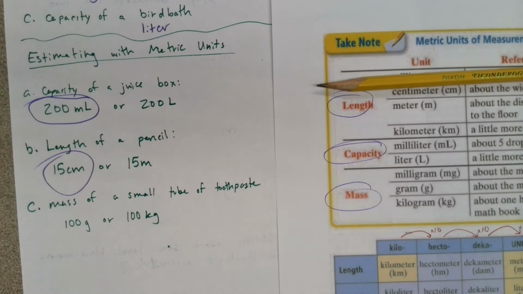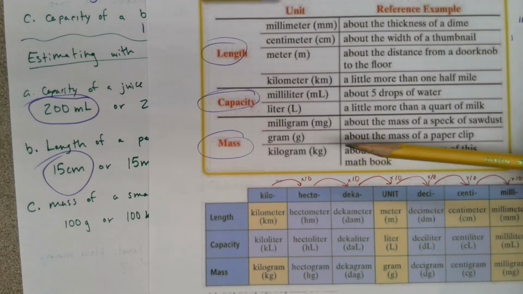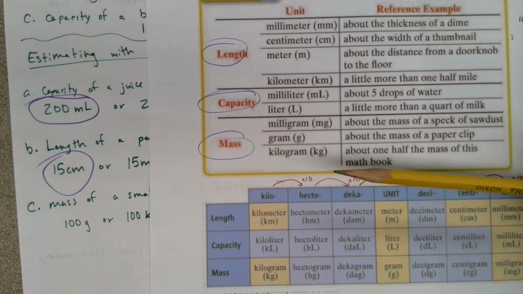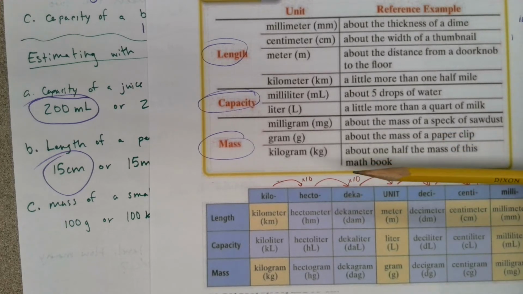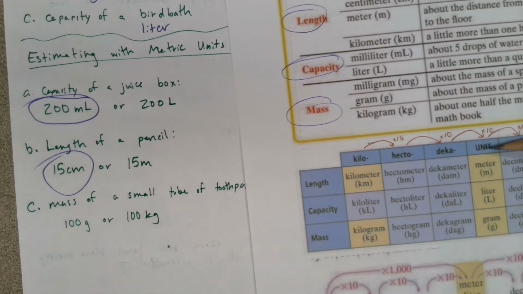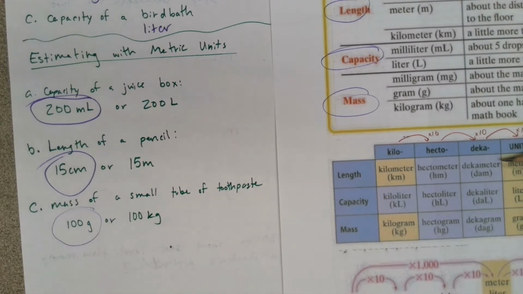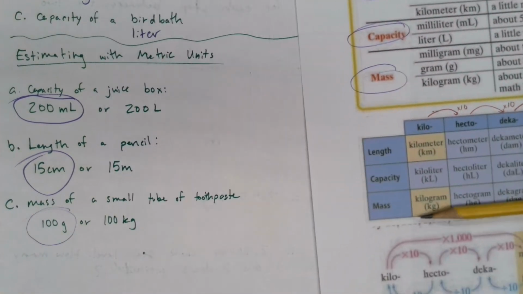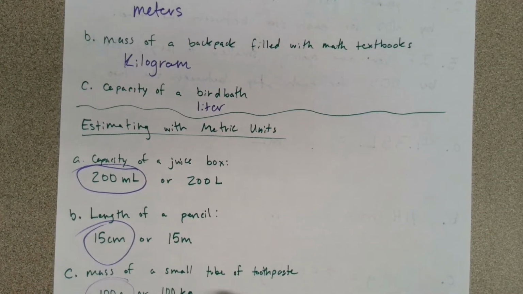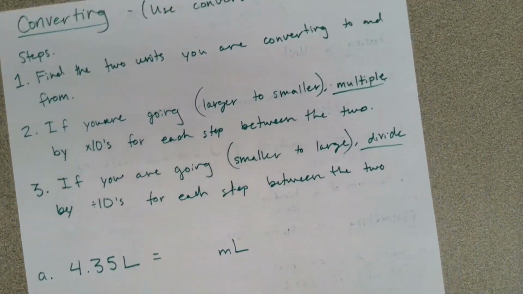And C, mass of a small tube of toothpaste. I either got 100 grams or 100 kilograms. Let's look at the difference. 100 grams would be 100 paper clips. Kilograms would be 100 half math books. That's going to be way too heavy. That would be too heavy for me to even carry. I can't hold that much toothpaste. It's got to be 100 grams, 100 paper clips. So they were just comparing our units again, thinking about what would be best for each. Putting a little time and thought into those will make those a lot easier.